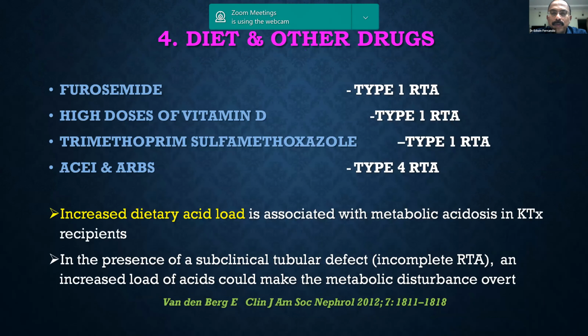Other drugs like furosemide can cause type 1 RTA. High dose of vitamin D can cause a type 1 RTA. Trimethoprim sulfamethoxazole, again a type 1 RTA. ACE inhibitors and ARBs cause a type 4 RTA. An increased dietary acid load is associated with metabolic acidosis in transplant recipients. In the presence of subclinical tubular defects like incomplete RTA, an increased load of acids could make the metabolic disturbance overt.